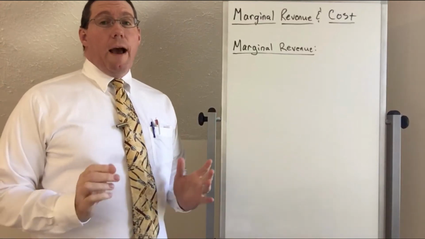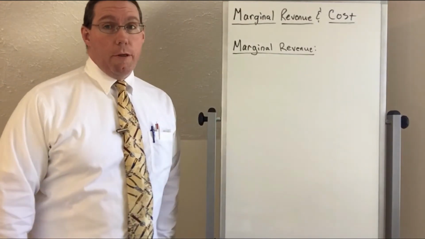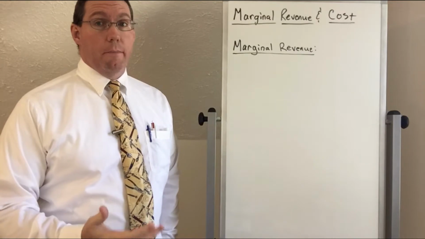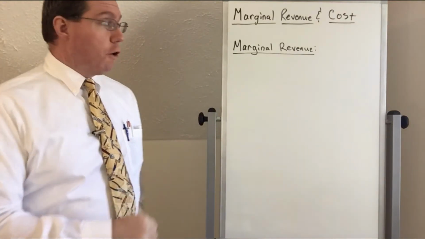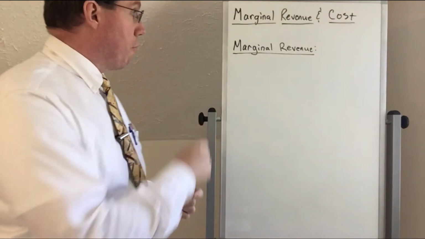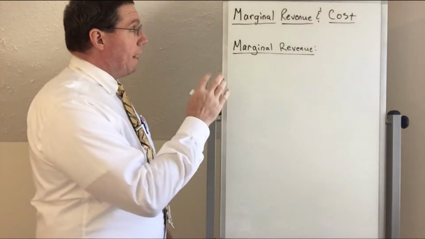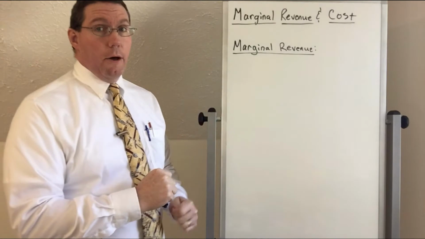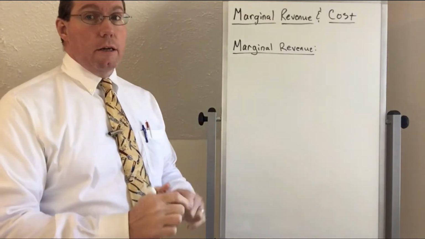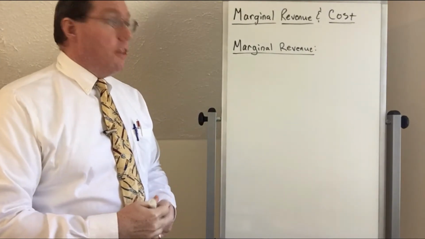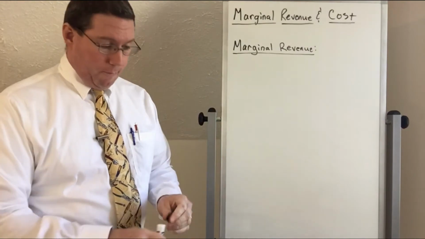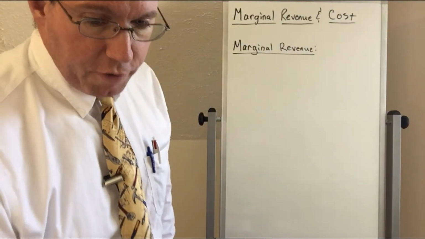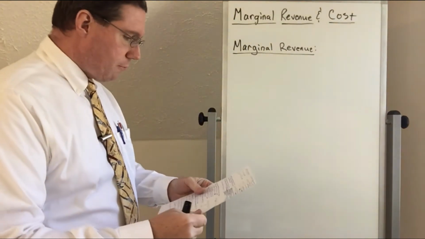All right, let's move now on to our next two variables in these 12 variables that are important financial things for firms while they maximize their profit. What we're going to talk about here is marginal revenue and marginal cost. Now, these can be a little confusing, but I think they'll make sense after a while. Let's go ahead and get a definition first of marginal revenue.